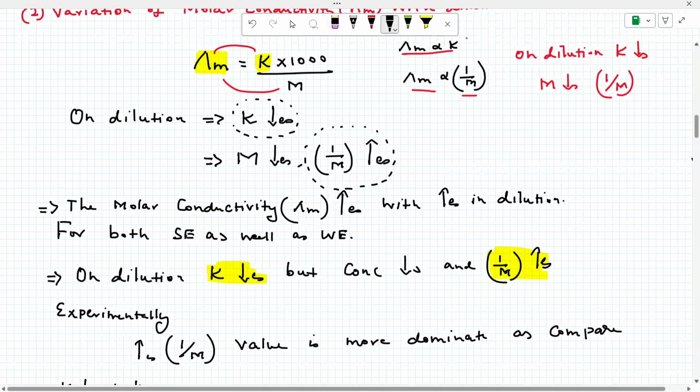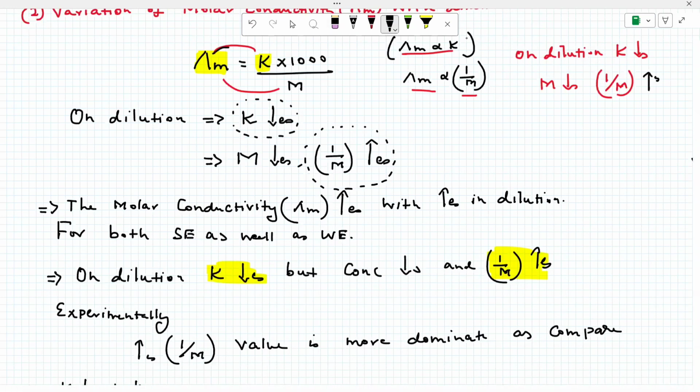Now see the discussion. Lambda m depends on K, and at the same time lambda m depends on 1 by M also. But when we dilute, K decreases, and at the same time 1 by M value increases. So this lambda value depends upon K as well as 1 by M. If it depends on K, lambda m would decrease. If it depends on 1 by M, lambda m would increase. In the experiment, the more dominant factor is 1 by M compared to the K value. So on dilution, the 1 by M value increases.